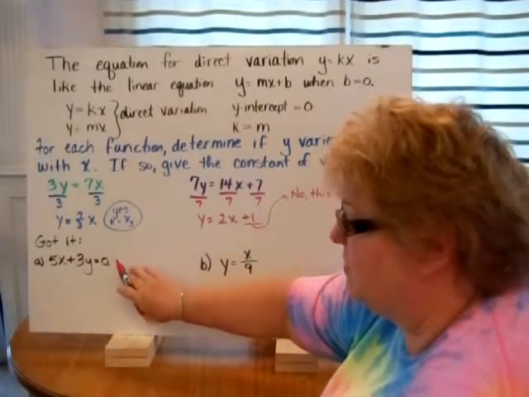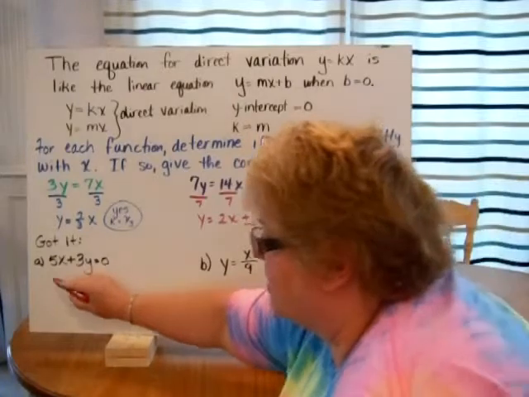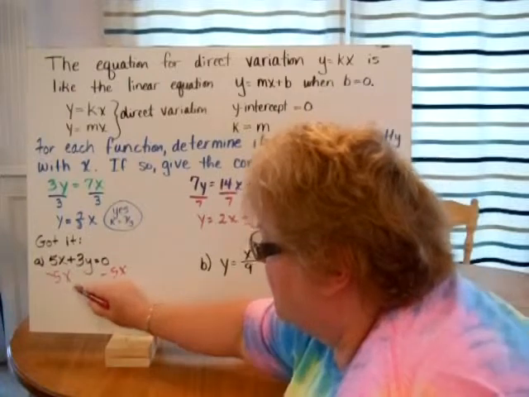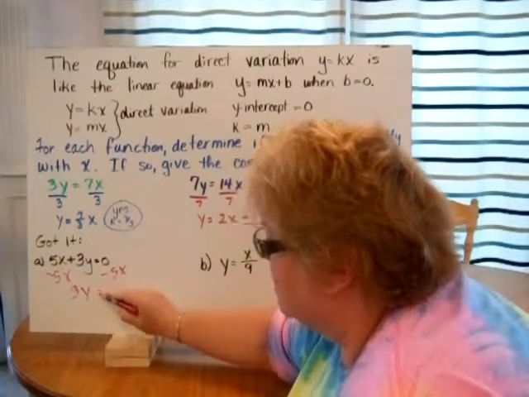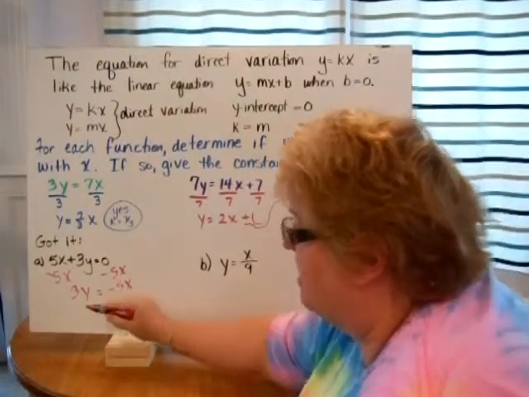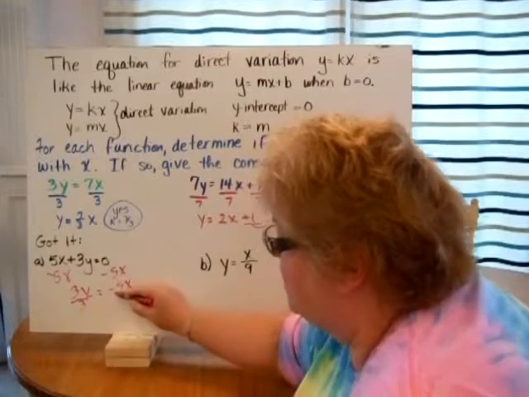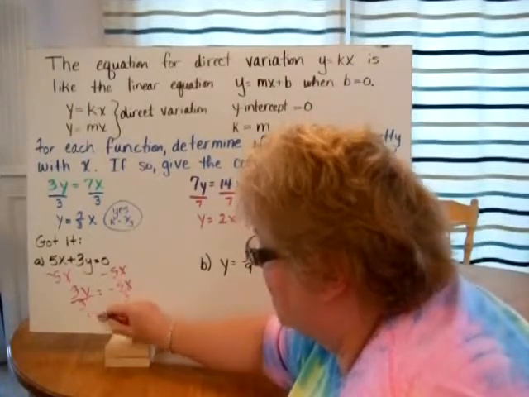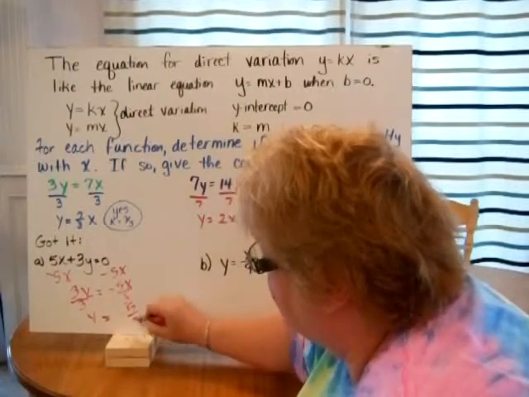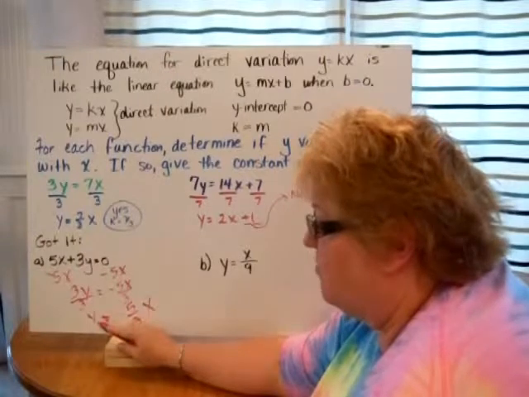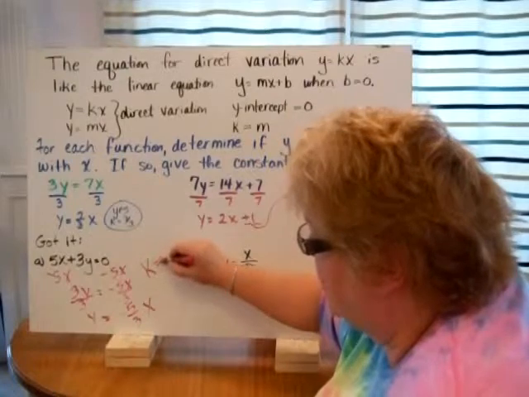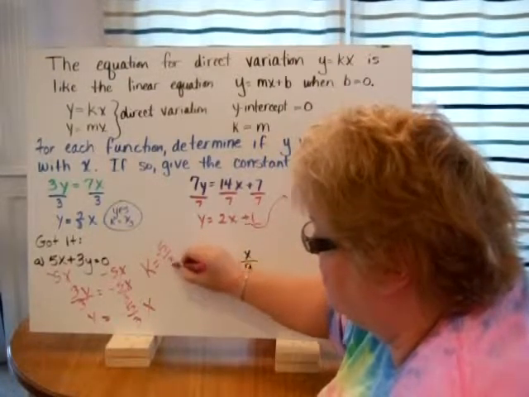Remember, the first thing we want to do is solve for y, so we're going to subtract 5x from both sides. And that will leave us 3y equals negative 5x, because when we add 0 to anything, it doesn't change. Then we'll divide by 3. y equals negative 5/3 x, which is in our form of y equals kx. So this is direct variation, and k is equal to negative 5/3.